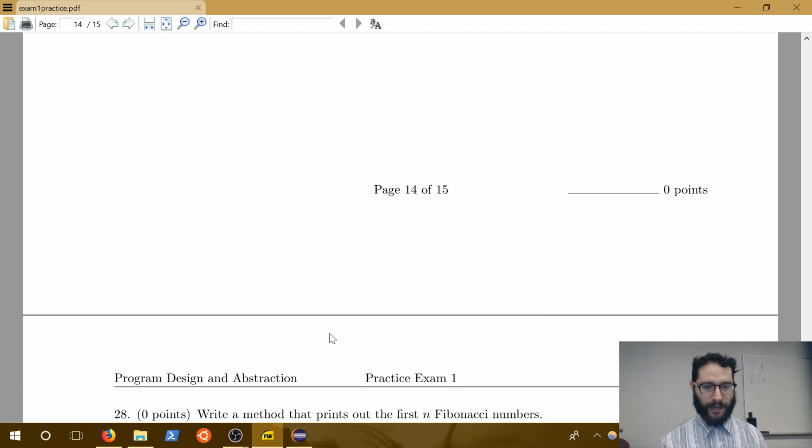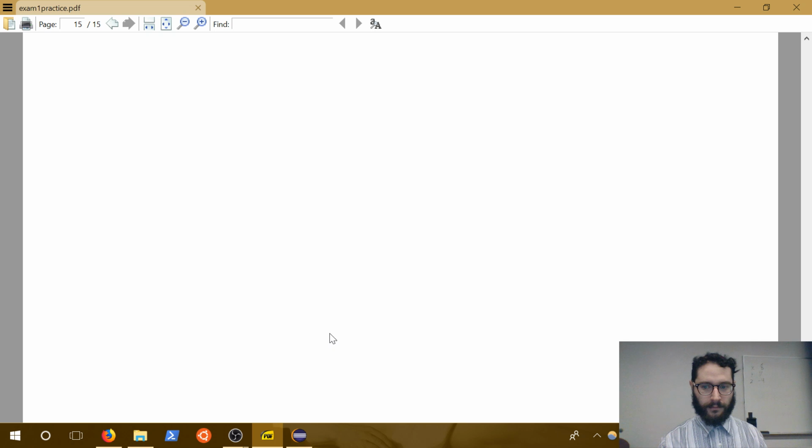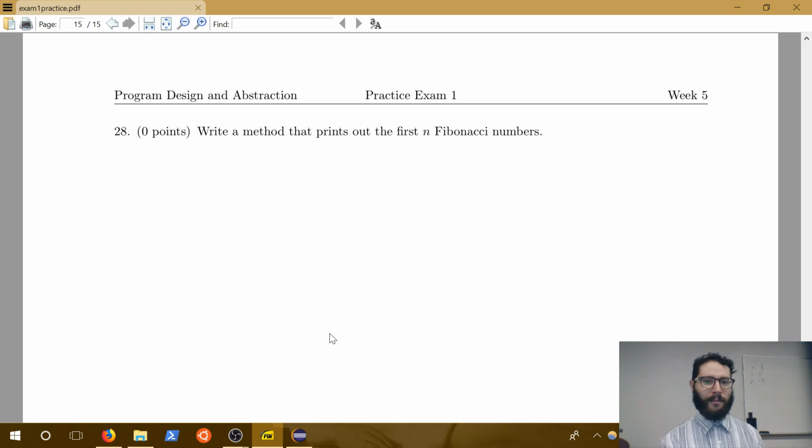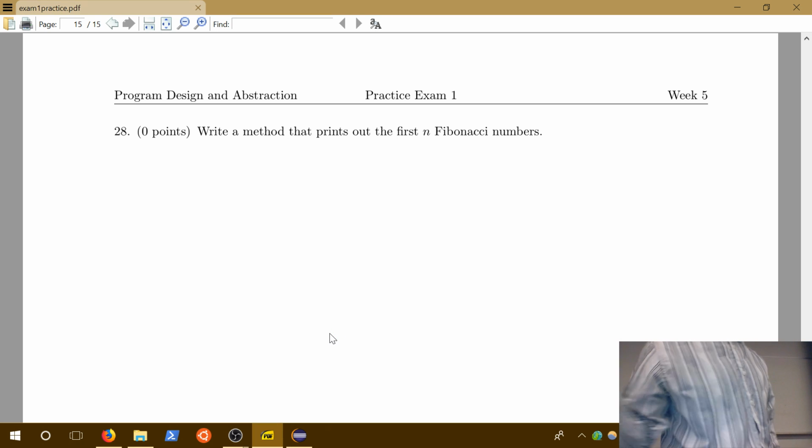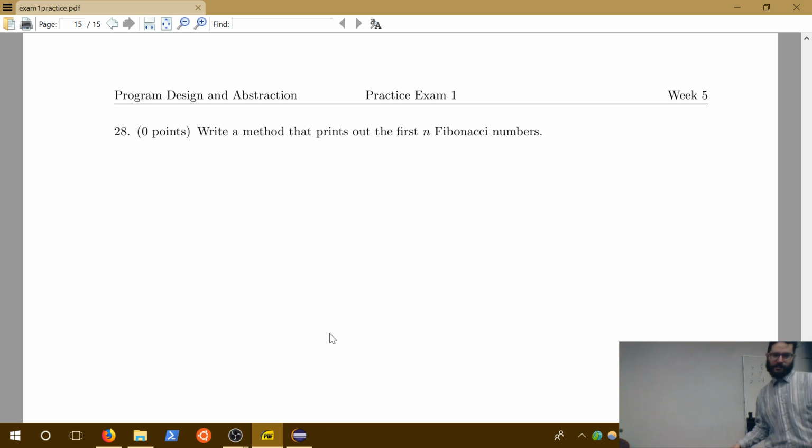What other problems do I have on here? Write a method that prints out the first n Fibonacci numbers. I like this one. All right, so first of all, we've got to ask the question of what the heck is a Fibonacci number, right? Fortunately, thanks to The Da Vinci Code and Dan Brown, it is actually much more well known than it used to be.